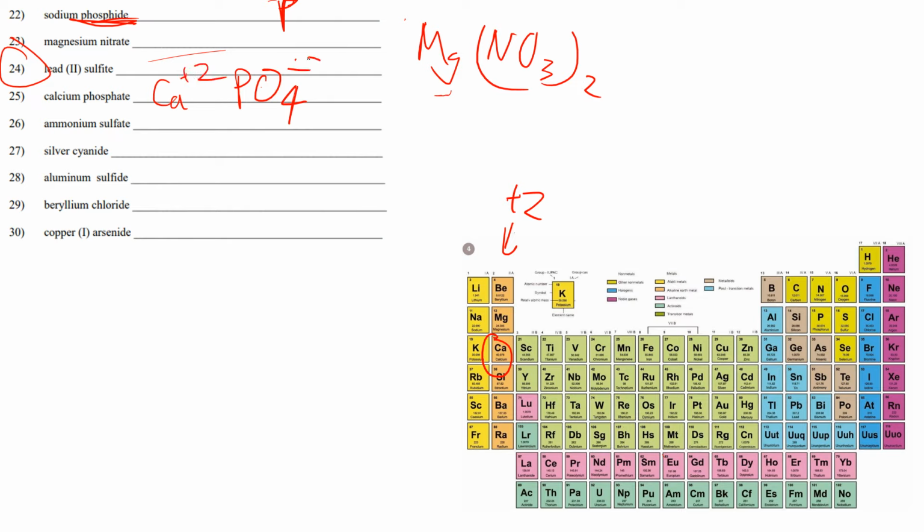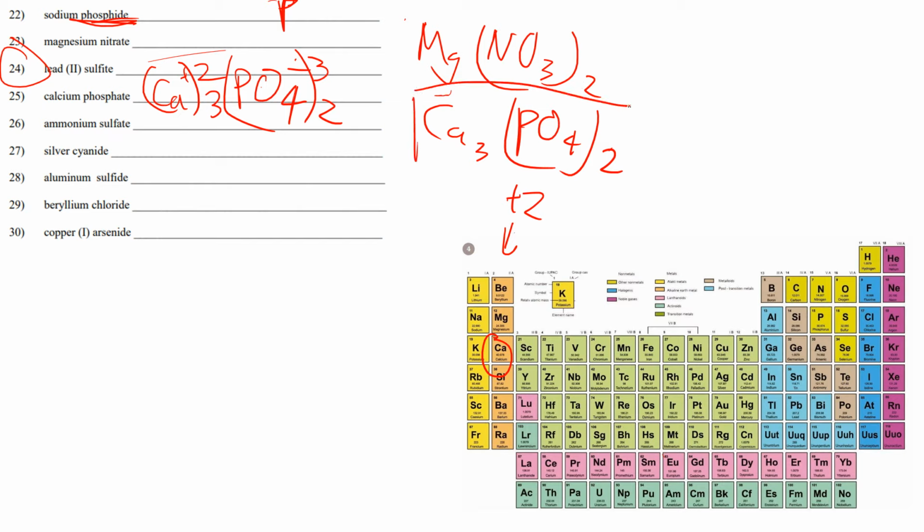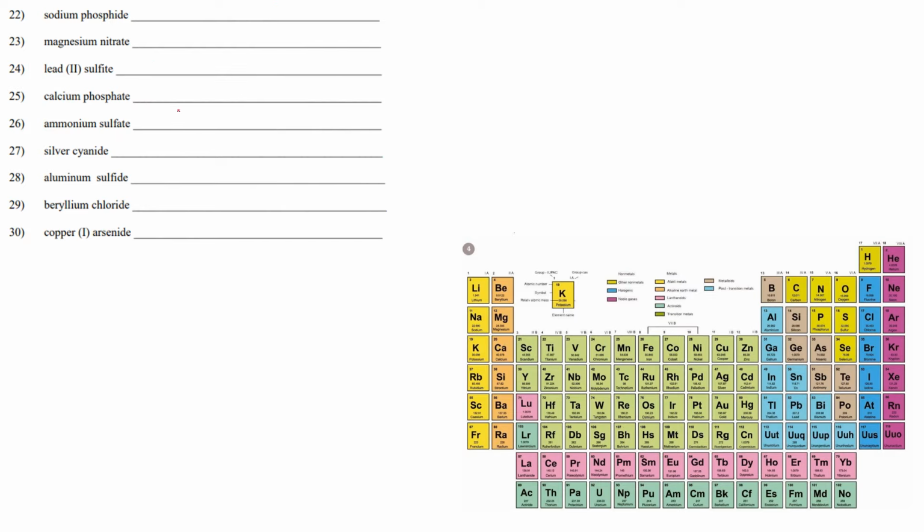If it is +2 and -3, how do we balance them? Well, we got to multiply phosphate by 2, calcium by 3. So what we get is Ca3(PO4)2. Okay, so this is calcium phosphate. If you were to write the formula for calcium phosphate, this is what you would get. Okay, ammonium is NH4+, and sulfate is SO4 2-.